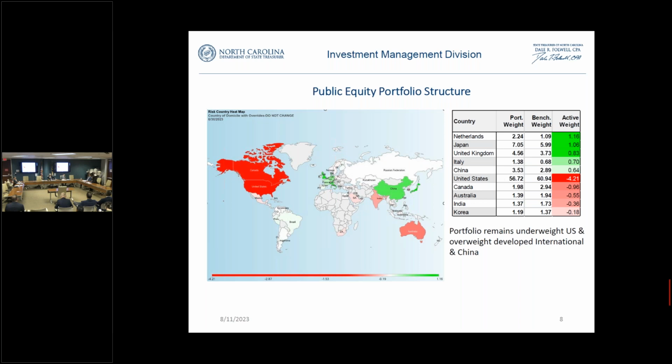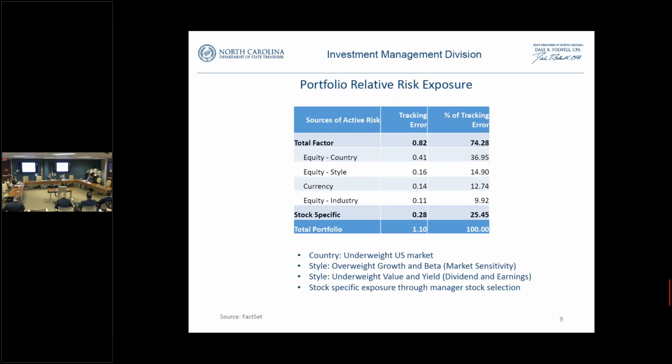Next page. From a risk perspective, our portfolio is underweight U.S. markets. From a style perspective, we're overweight growth versus value. Any of this stock-specific risk exposure that you're seeing in our portfolio is largely manager-driven. It is a fallout of manager selection. No targeted weightings on our own, but we continue to monitor that as well.